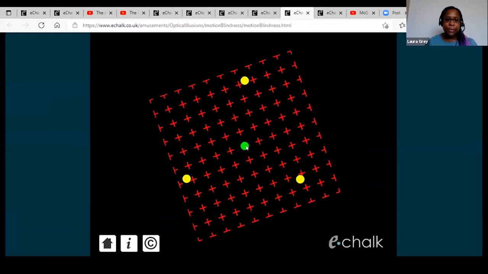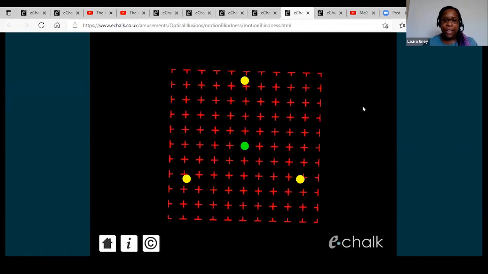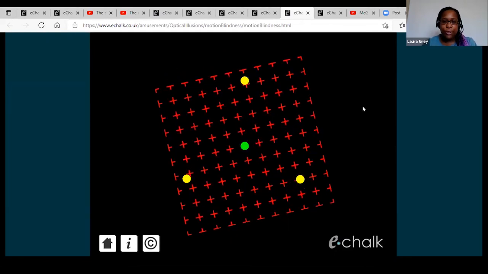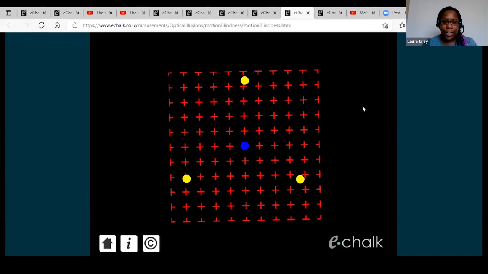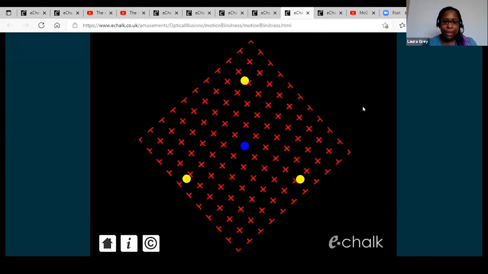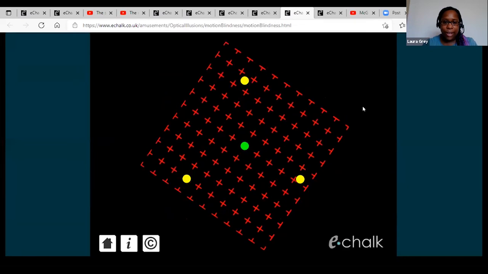So keep staring at the flashing dot, and I'm doing this as well. And as you're doing this, what you should notice is that some of the dots either fade or disappear, and they disappear at random points. Okay, so that's the yellow dots that are disappearing.